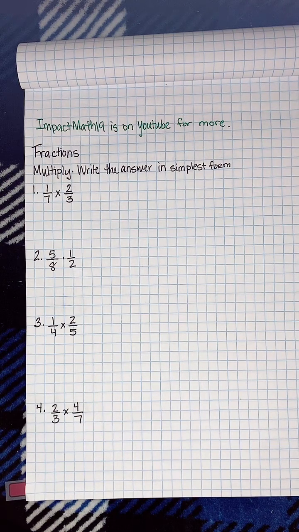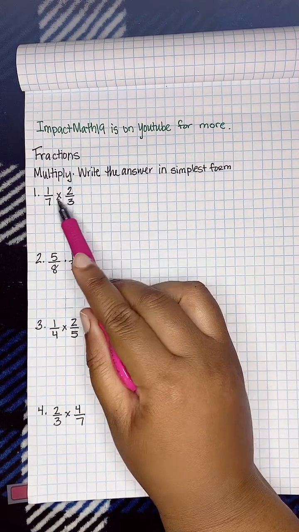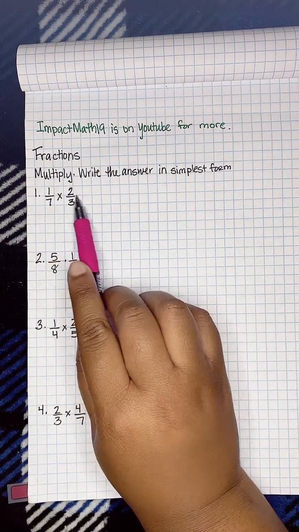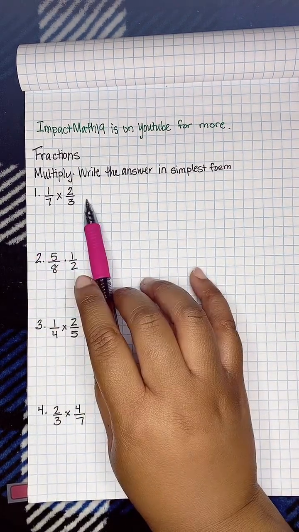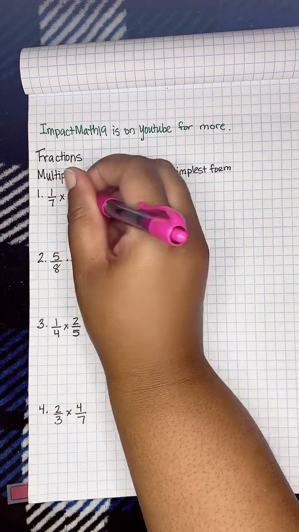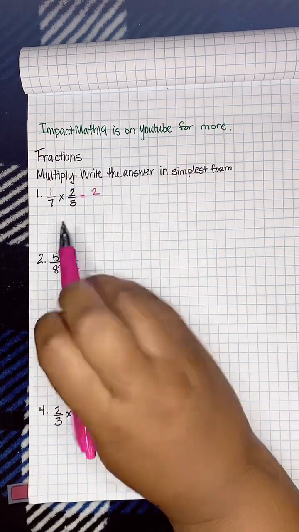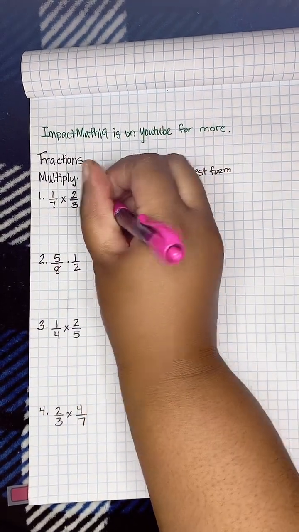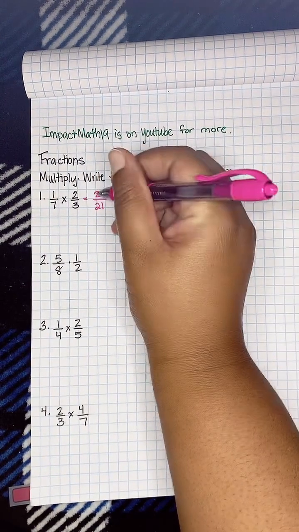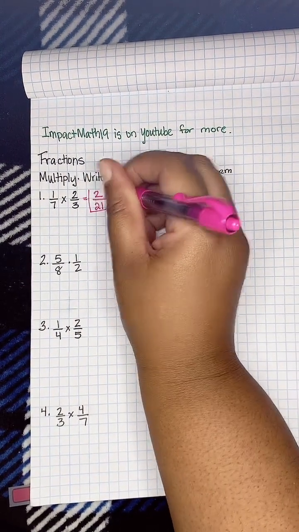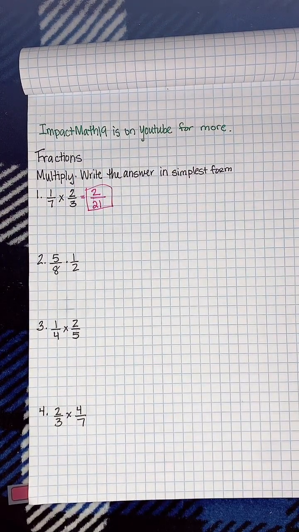So let's start with number 1. So it says 1/7 times 2/3. So when you're multiplying, you're going to go straight across. So 1 times 2 gets us 2. And then 7 times 3 is 21. So it's 2 over 21 is our answer for the first one.